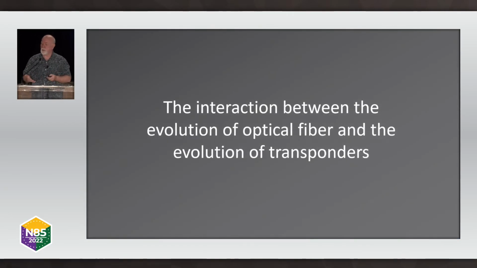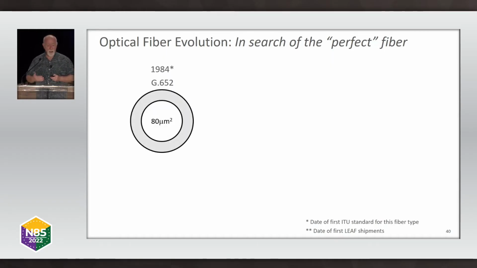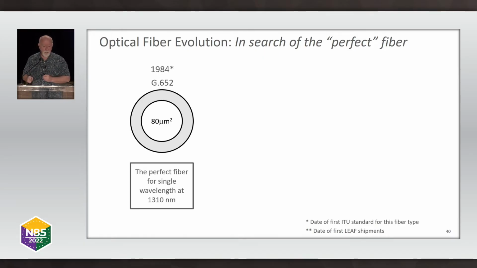What about the interaction between the fiber and the transponders? One of the interesting things is that optical fiber has evolved over the years, and it was always in search of the perfect fiber for the transponders that were available at that time. Many of us will be familiar with good old G652 fiber. The dates I'm using here are the dates of the ITU specifications for those fiber types. So G652 was specified in 1984. This is the perfect fiber for single wavelength operation at 1310 nanometers.